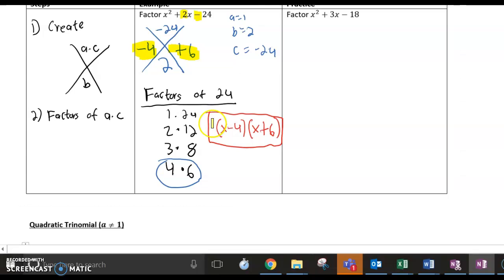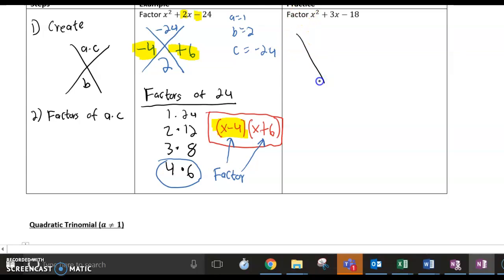Now we're going to do a little bit of vocab. Each one of these guys is called a factor. X minus 4 is a factor, and x plus 6 is a factor. These are both factors. All right, let's do our next one. I'm going to go a little bit quicker here.